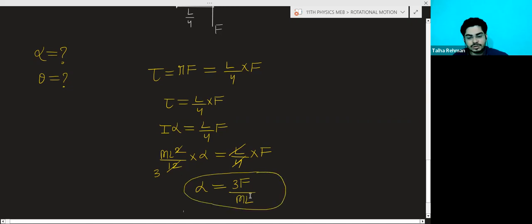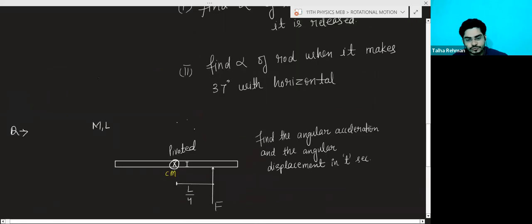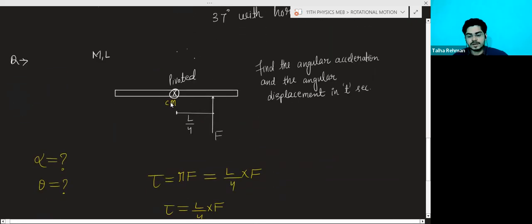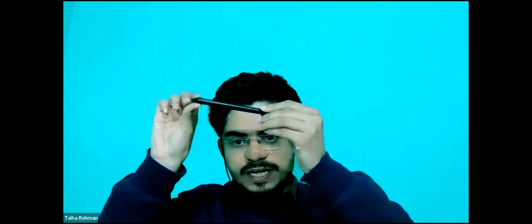So this is the angular acceleration of this rod about this axis. Now initially this rod will be at rest. Suppose this is a rod, and initially it is at rest, and when you apply the force, then it will rotate.